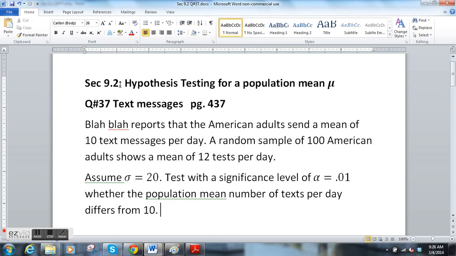And this is section 9.2. We're looking at hypothesis testing. And in this section, we're testing for a population mean mu. That right there is mu.